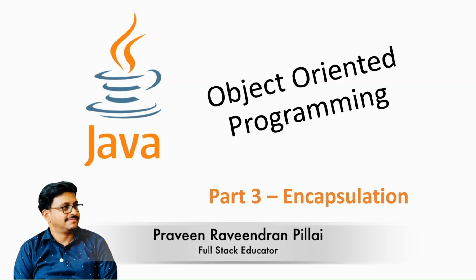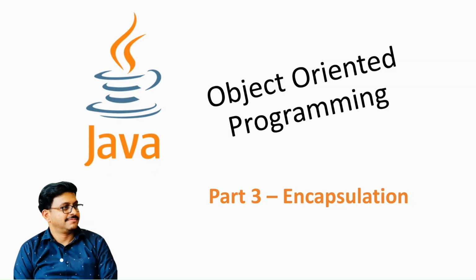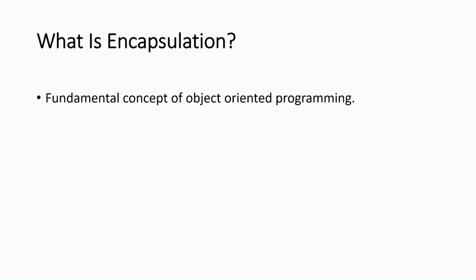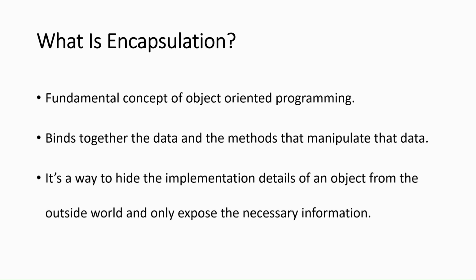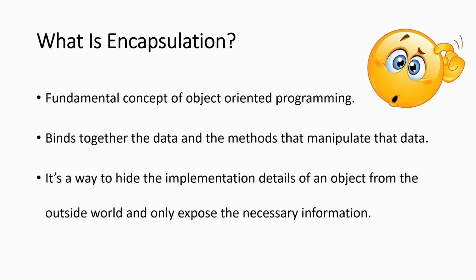In this session, I shall explain what is encapsulation in Java. So let's start. Encapsulation in Java is a fundamental concept of object-oriented programming that binds together the data and the methods that manipulate that data. It's a way to hide the implementation details of an object from the outside world and only expose the necessary information. Confused? No worries. I shall explain everything via code.